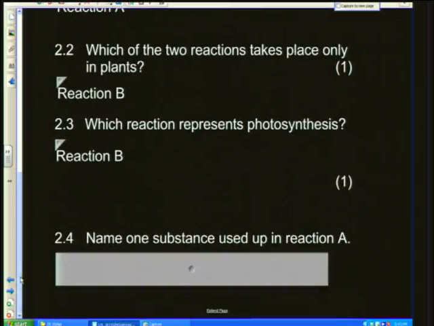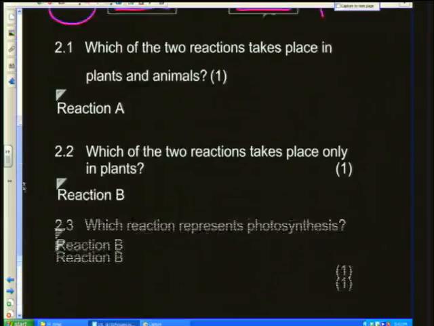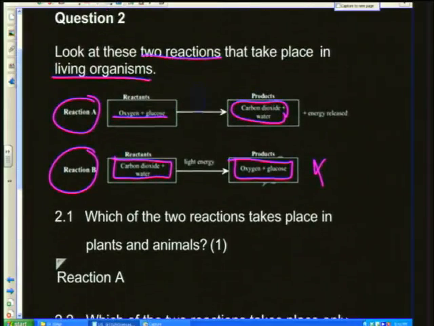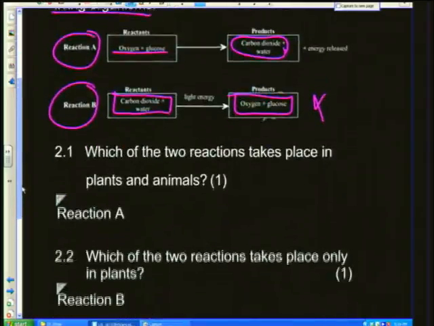And then, here we go. Name one substance used up in the reaction. Name one substance used up in reaction A. So if we have a look at this, name one substance that we use in reaction A.